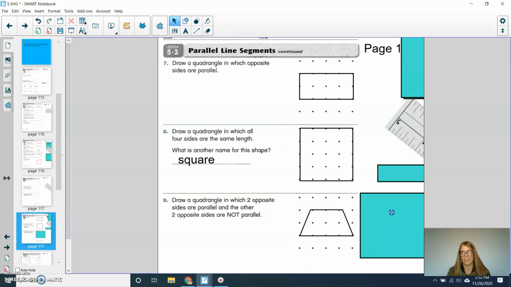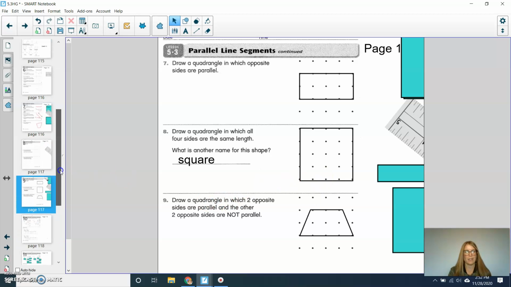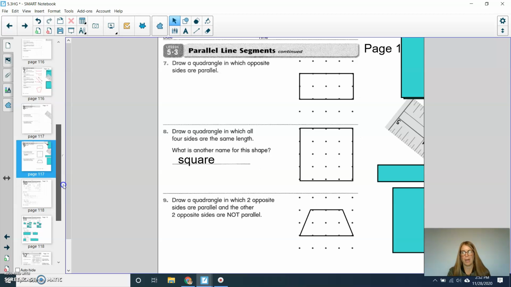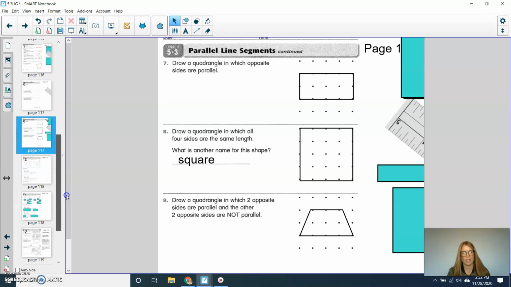All right, second graders, for this one, I made a trapezoid because notice how the top and the bottom are parallel. If those continued, they would not meet. But look at the sides. The sides are not parallel because if they continued, they eventually would meet or intersect. All right, second graders, we'll talk more about parallel line segments in future lessons.